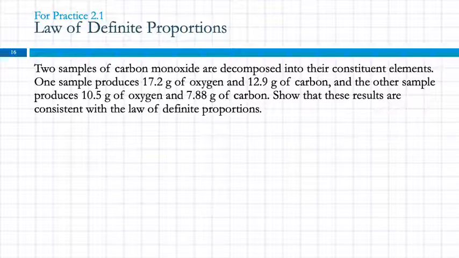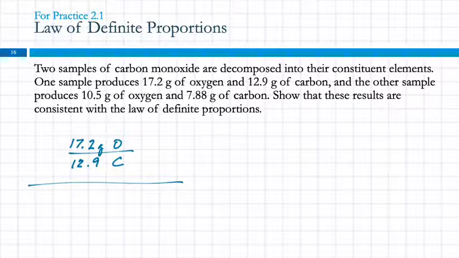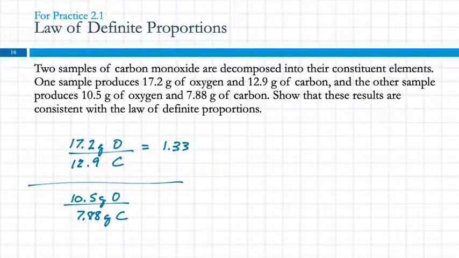Well, we calculate the mass ratio. Here we have one sample that has 17.2 grams of oxygen for 12.9 grams of carbon, and then we have another sample with 10.5 grams of oxygen for 7.88 grams of carbon. This one does require a calculator. So 17.2 divided by 12.9 is 1.33, and the 3 is repeating, it's 1 1/3.